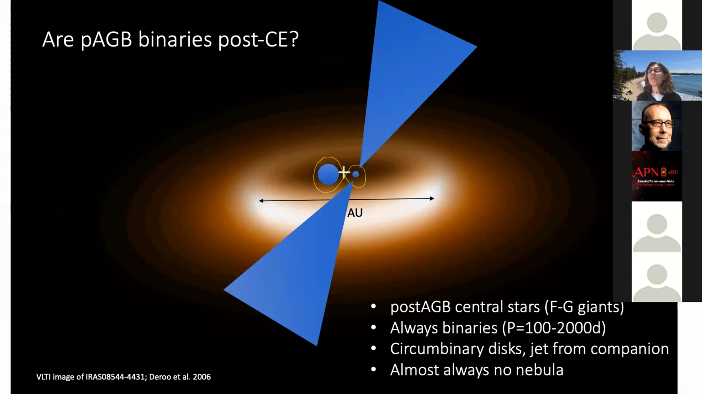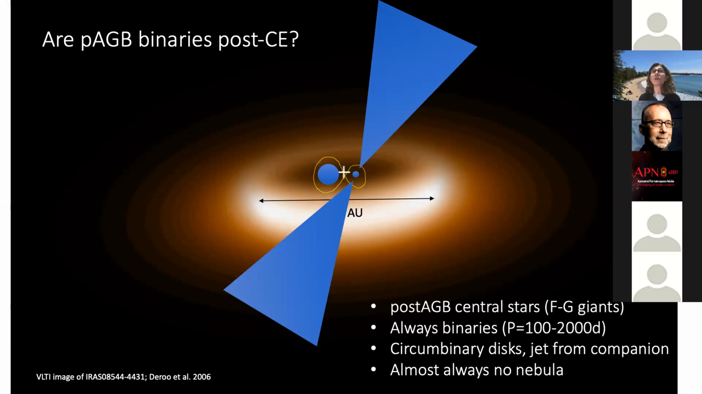Now, there's another type of star that in all ways is identical to the post-AGB stars in the middle of PPN. But these stars instead don't have any nebulosity, or they mostly don't have any nebulosity. And what they are, however, are all binaries, and they have circumbinary disks reconstructed here from VLTI visibilities. And the binaries have periods of 100 to 2000 days. Now, 100 days is mighty close. They must have interacted strongly, even via common envelope, but somehow a common envelope that did not lead to the dramatic inspiral we are so familiar with.